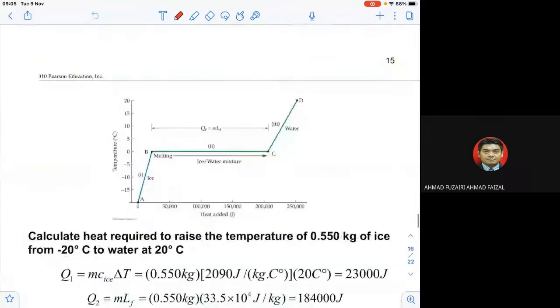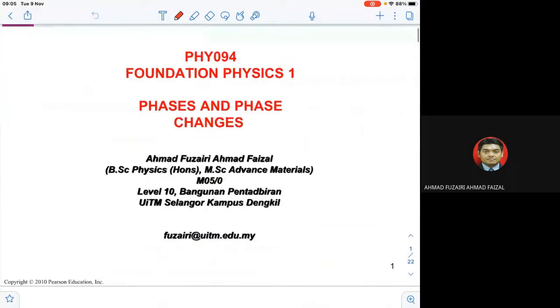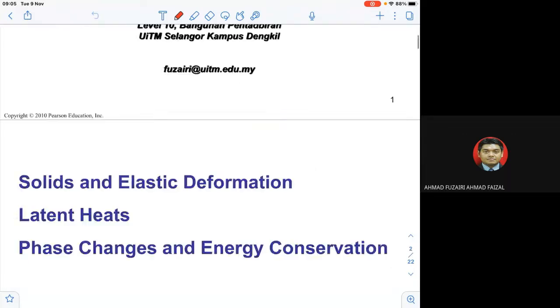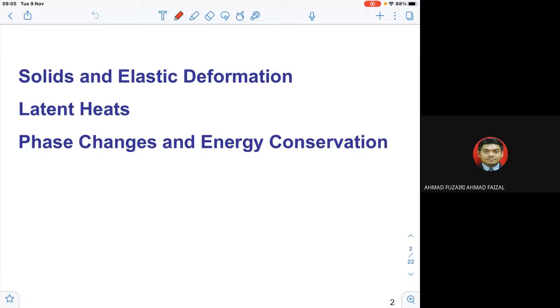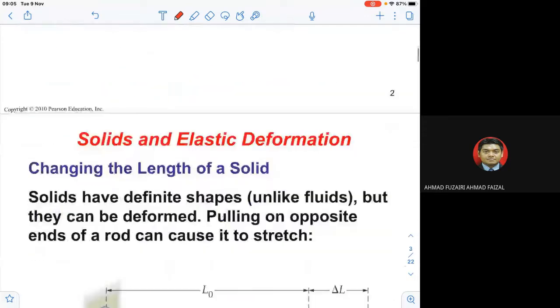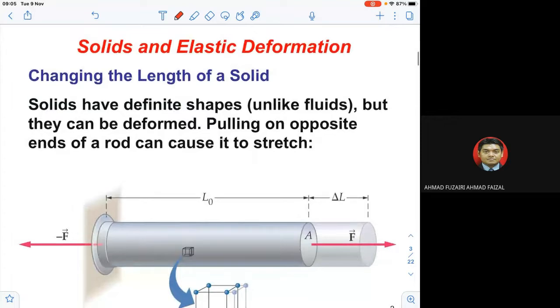So this is phases and changes. You can see some changes. In this part, we will learn about solids and elastic deformations. We have already covered these things, and today we will touch on latent heat, phase change, and energy conservation. So let's look at solids and elastic deformations.